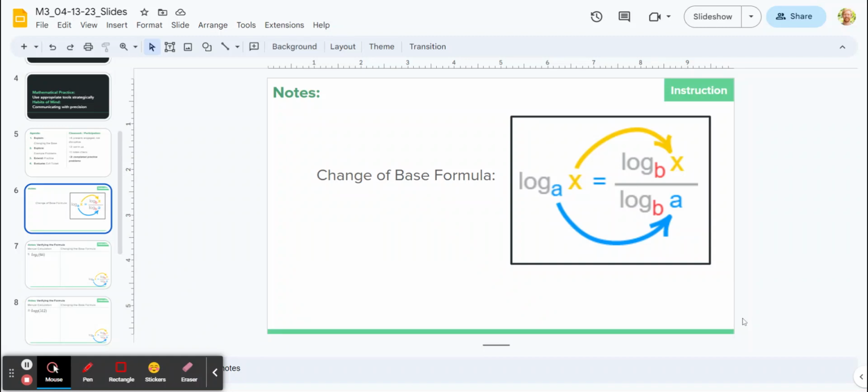Today we are going to learn how to change the base of a logarithm, and what this will allow us to do is use a calculator to calculate any logarithm of any type.